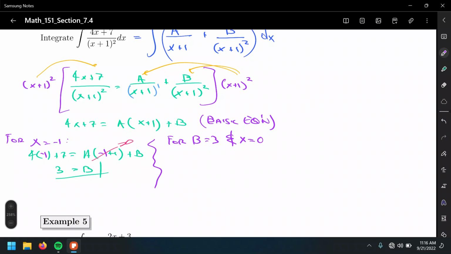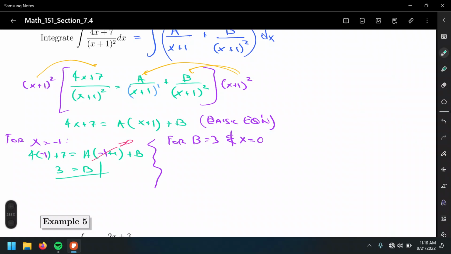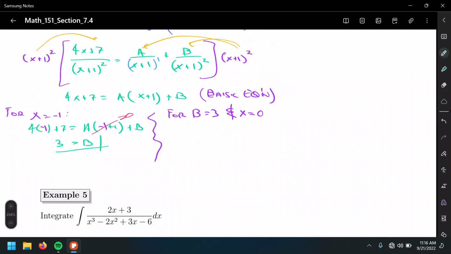Don't plug in 17 million to x. Okay, if you want, that's fine. I don't have any issues with that. But 0 is great. So 4 times 0 plus 7 equals a times 0 plus 1 plus b.